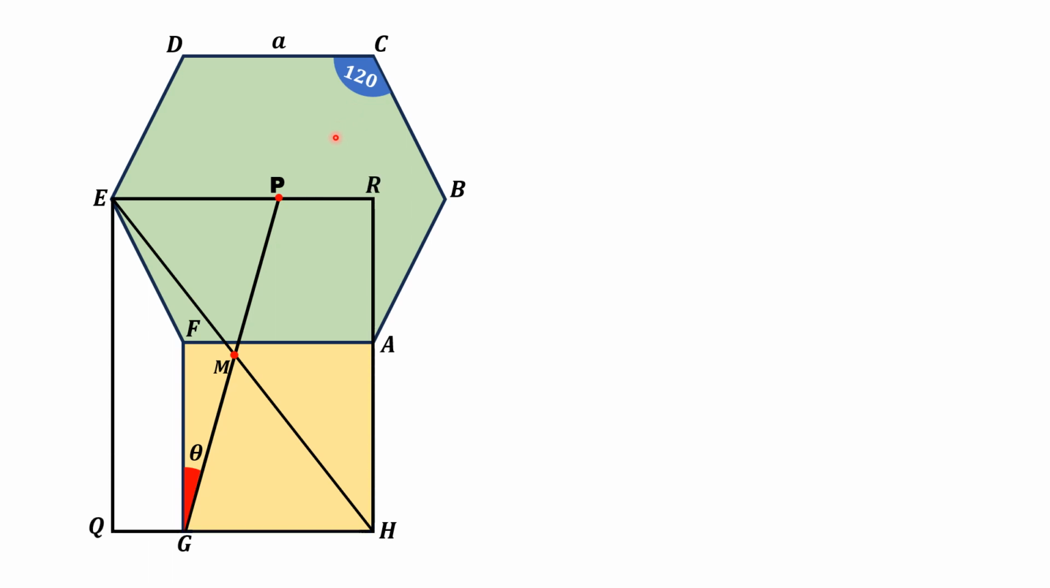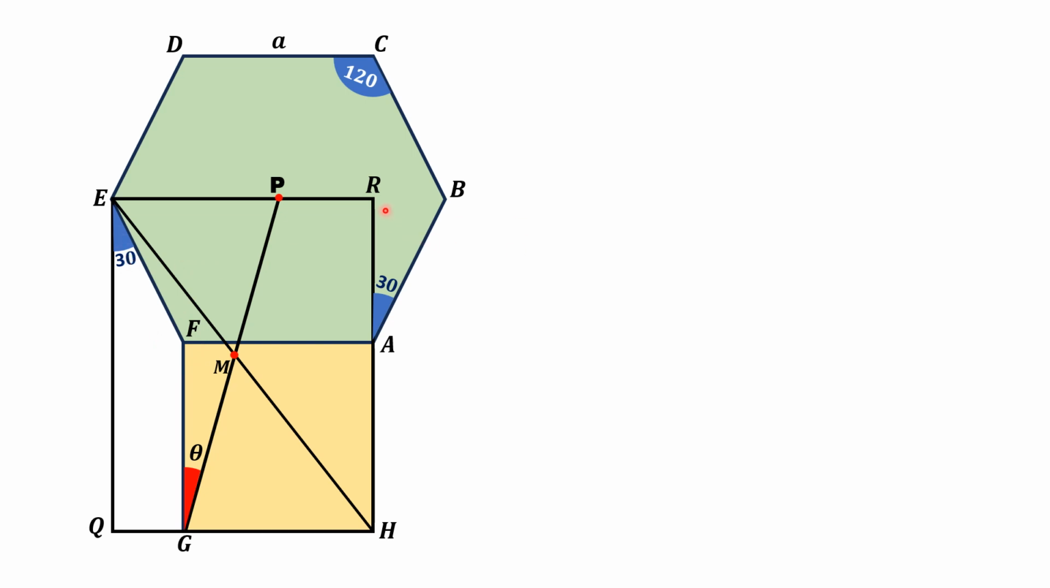Now let us draw a rectangle QHRE in which HE is its diagonal and M is the midpoint of this rectangle. First we focus at point A. Since the angle RAF is 90 degrees and the total angle at this vertex is 120, this remaining angle is 30 degrees, and similarly at point E the angle QEF is 30 degrees.